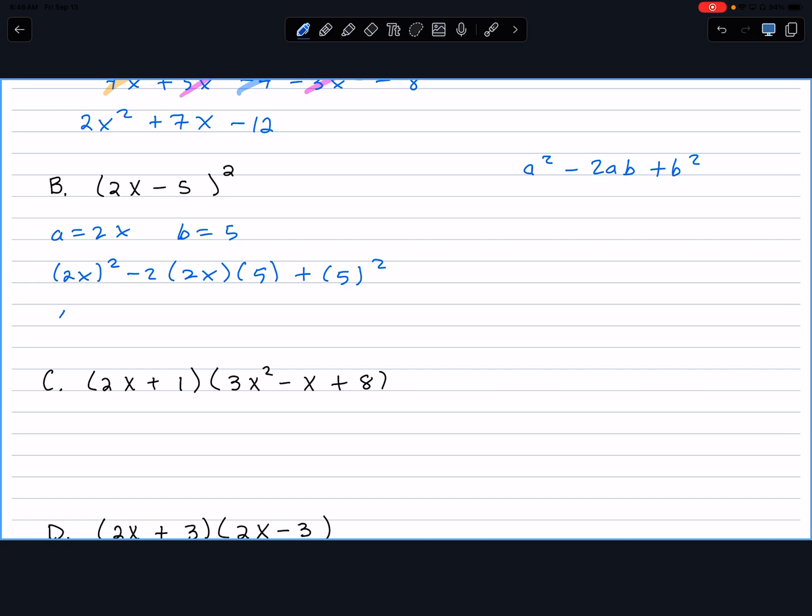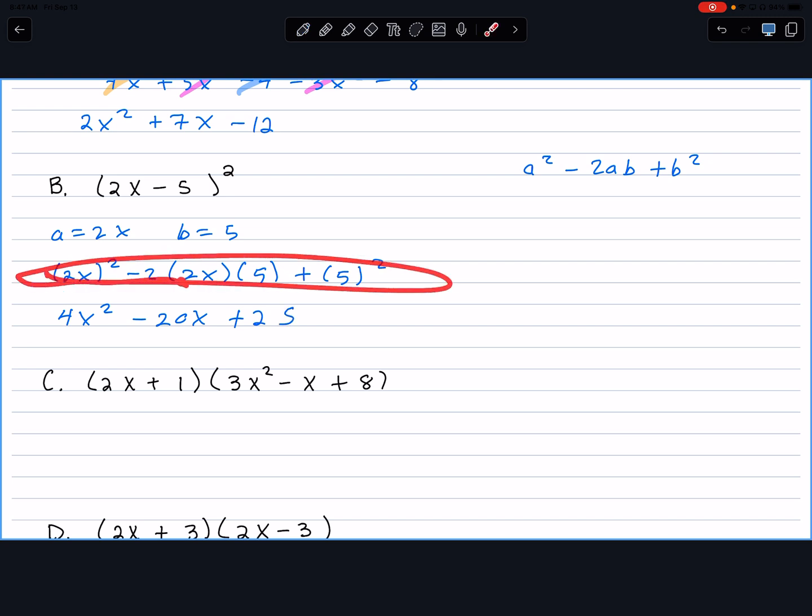From there, we're just going to clean things up. 2x quantity squared is 4x squared. 2x times 5 is 10x, times negative 2 is negative 20x. 5 squared is 25. Again, I want to emphasize this step is completely optional and usually I don't show it. In regards to letter B, do you have any questions?